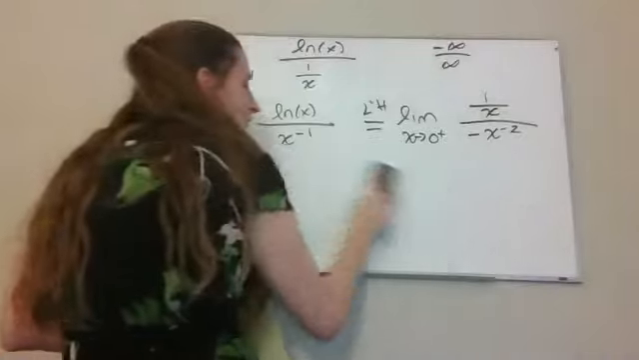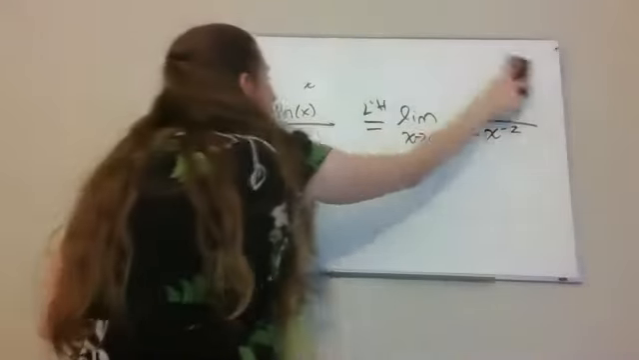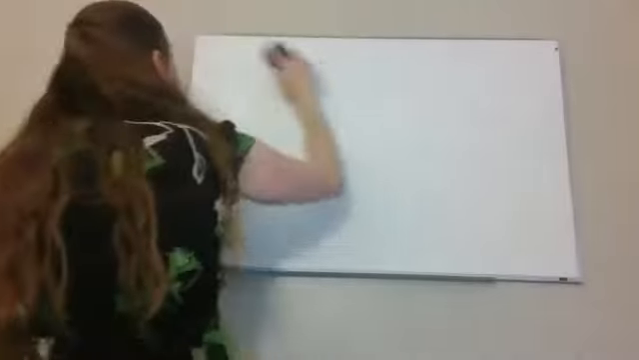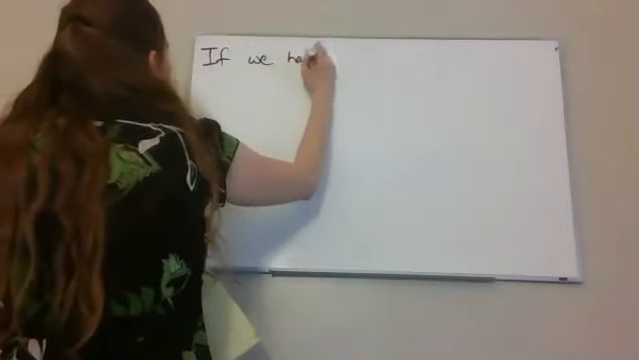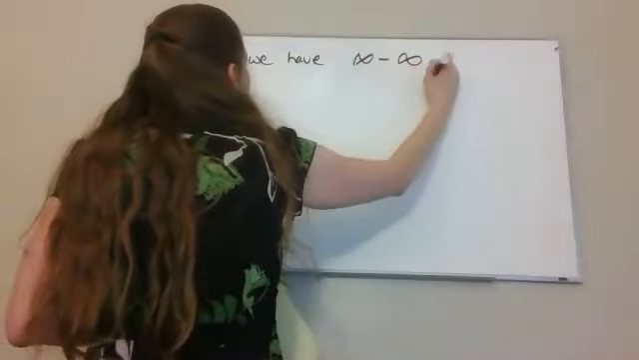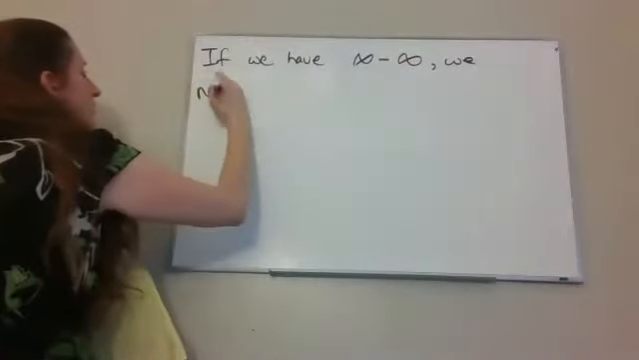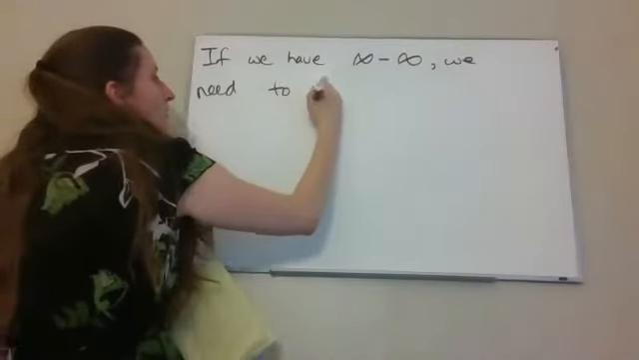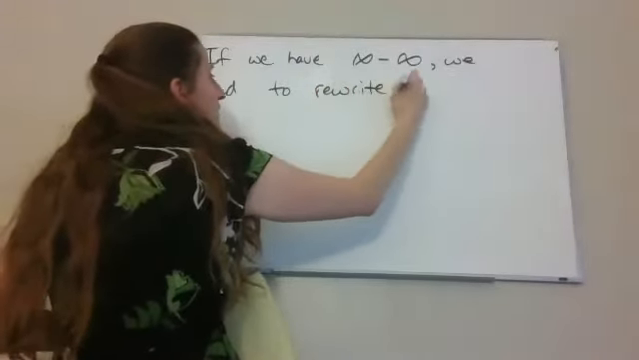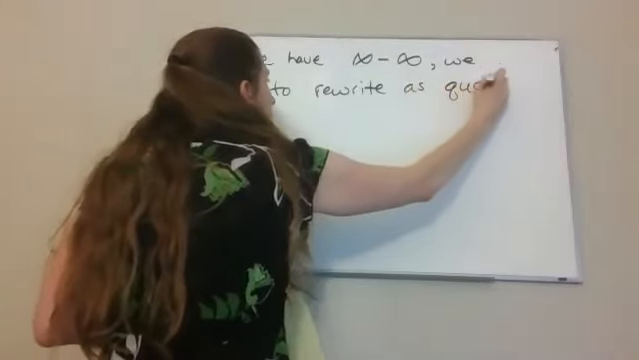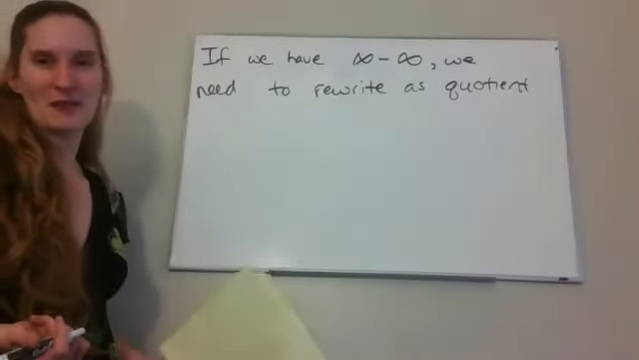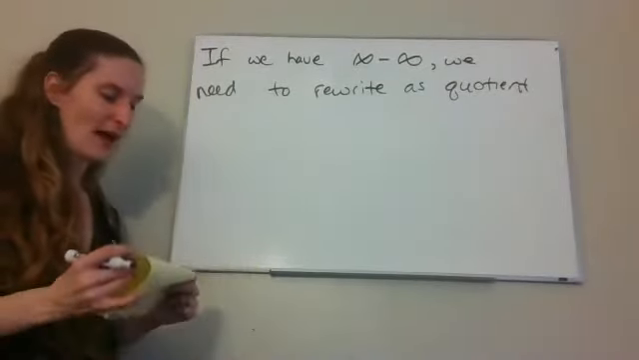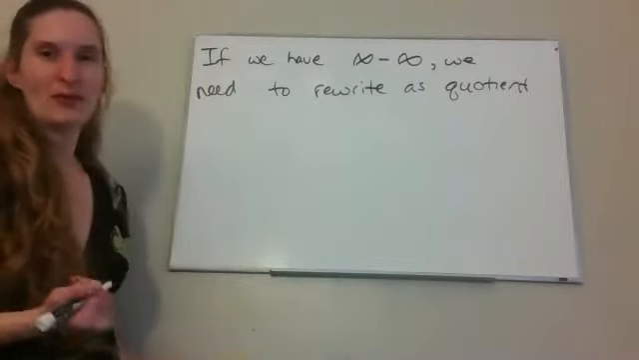Now, what if we have a different type of indeterminate form? What if we have something that looks like infinity minus infinity? We'll need to somehow rewrite it as a quotient, because L'Hopital's rule involves quotients. Now this one sounds like it might be a little difficult, but usually it's not too bad. Usually it involves just a little bit of rewriting using algebra.